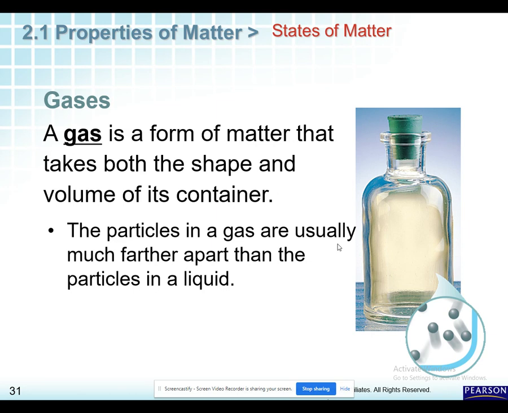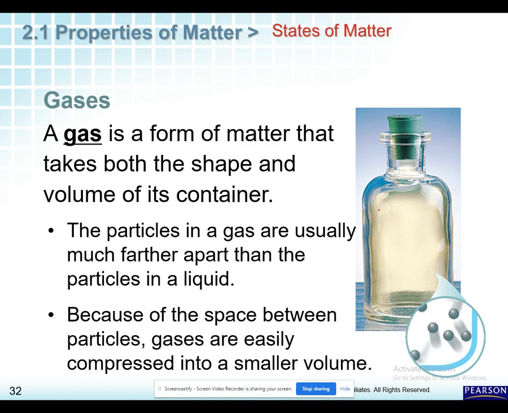So the particles in a gas, like I said on the previous slide, are usually a lot farther apart. And because there's a lot of space there, you can easily compress them. So you can put them into smaller volumes. You've probably heard of compressed gas quite a bit. Air tanks. They take air and they basically compress it and make it fit into a tiny air tank. And then you can use that when you're scuba diving.